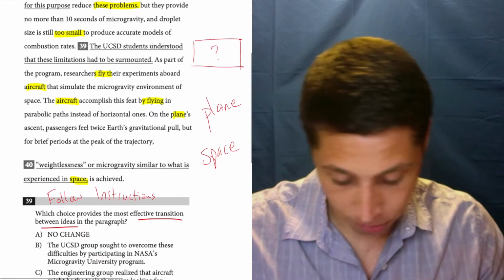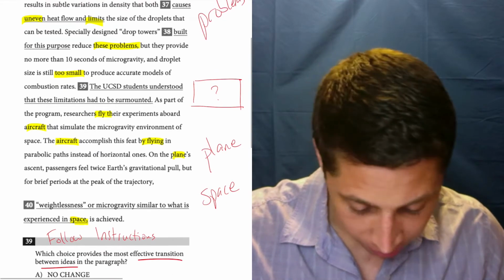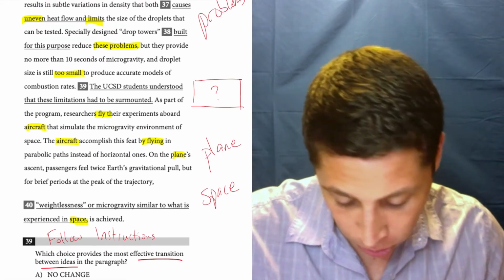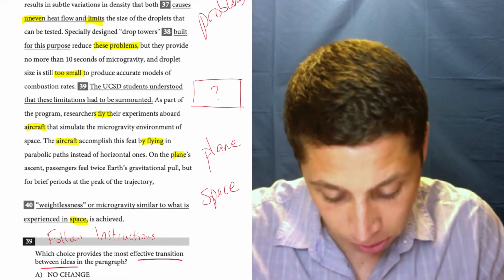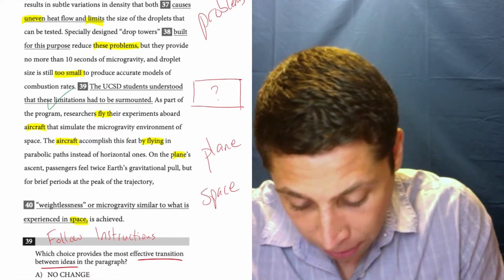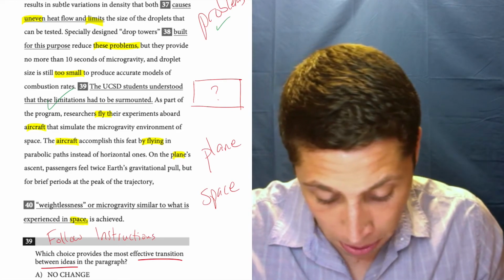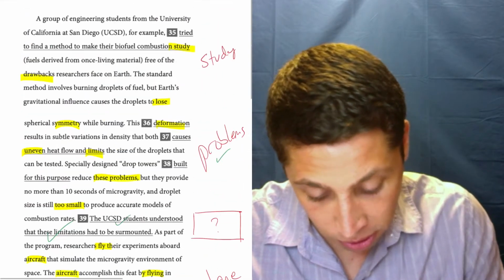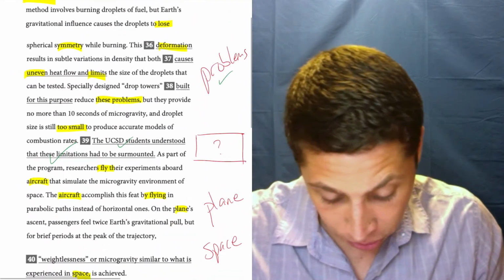So let's see what goes in this gap. We need to transition. So choice A, the stuff that's there, is the UCSD students understood that these limitations had to be surmounted. So okay, that's pretty good. It talks about the problems, right? Limitations matches with problems. They did talk about the students in the study, so that feels like a match.